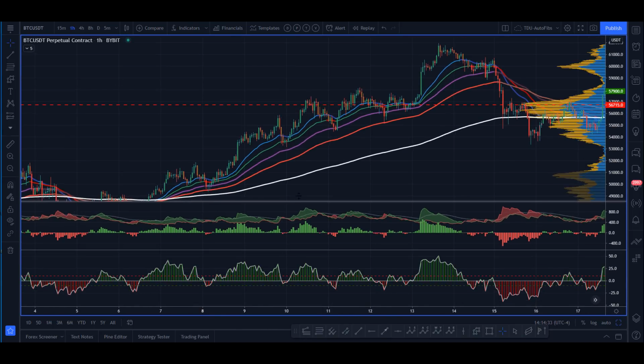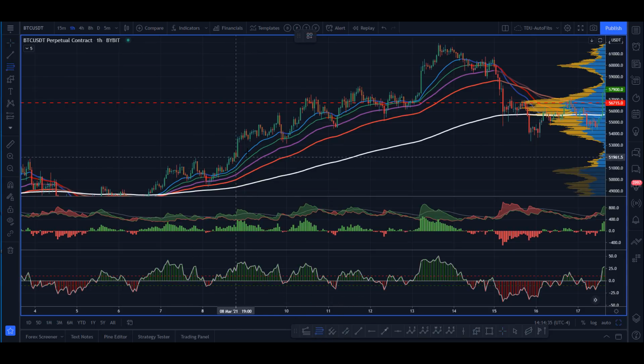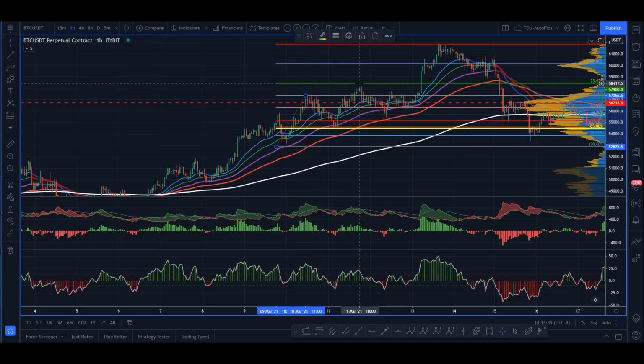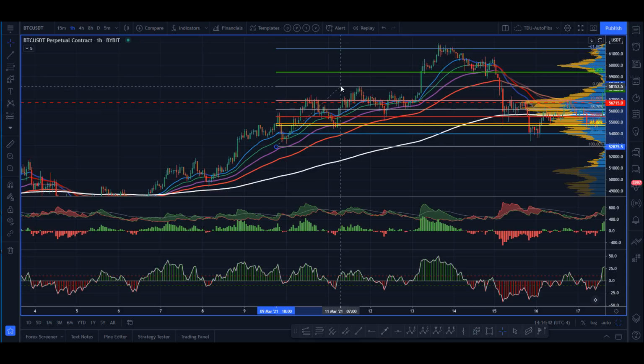the potential for these to be algo swings. Oh, let's see here. There's a golden zone going to target. We go again. Here's a 50. We could come up here.